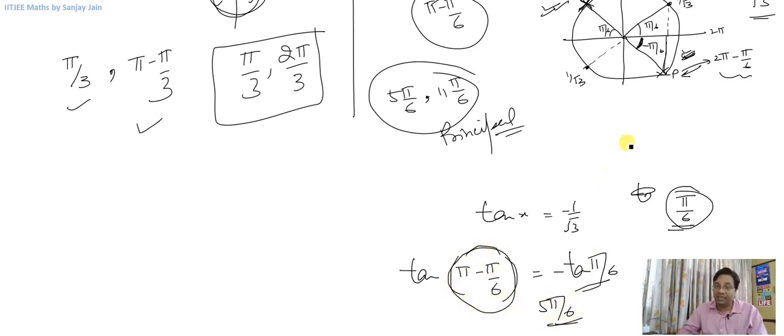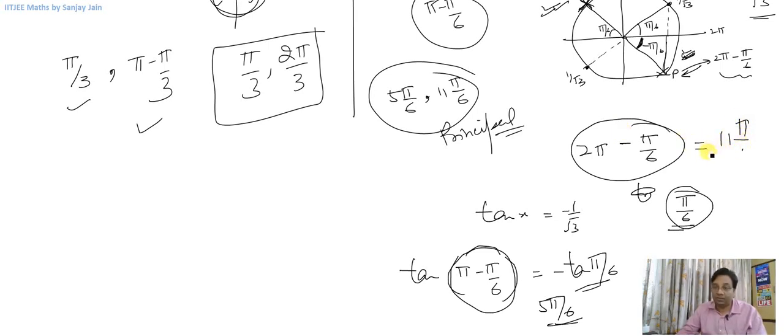Another angle can be, now minus pi by 6 is my angle. So if I add 2 pi in it, right, it will be lesser than 2 pi. So this will be another solution. Now I don't know how comfortable you are with these ideas. 11 pi by 6. So these are two principal solutions, right?